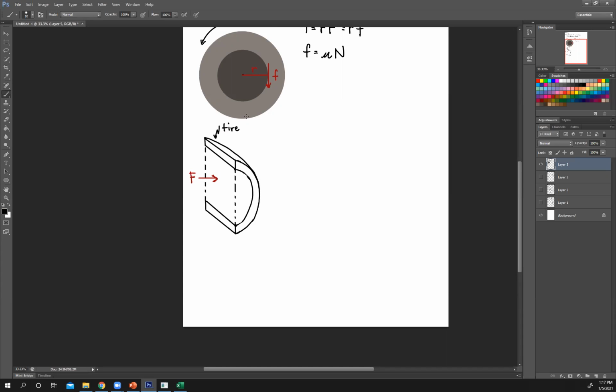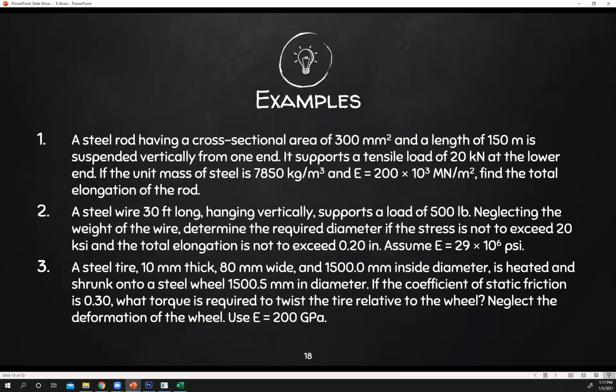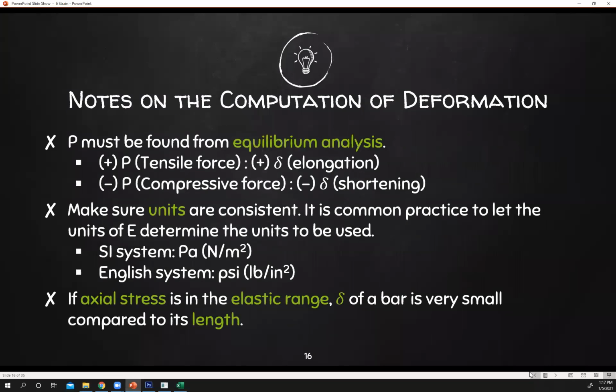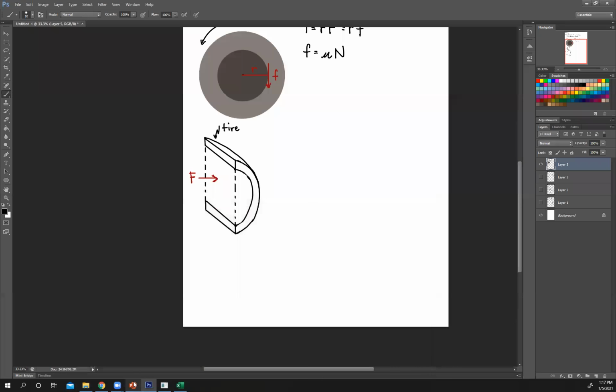So this tire experiences a pressure because it's being squeezed around your wheel. So it has a force F. Therefore, that force F is used to get your N, your normal force. Now, how do I get F? Remember in our notes, force P must be found from equilibrium analysis. So we're gonna use summation of forces.